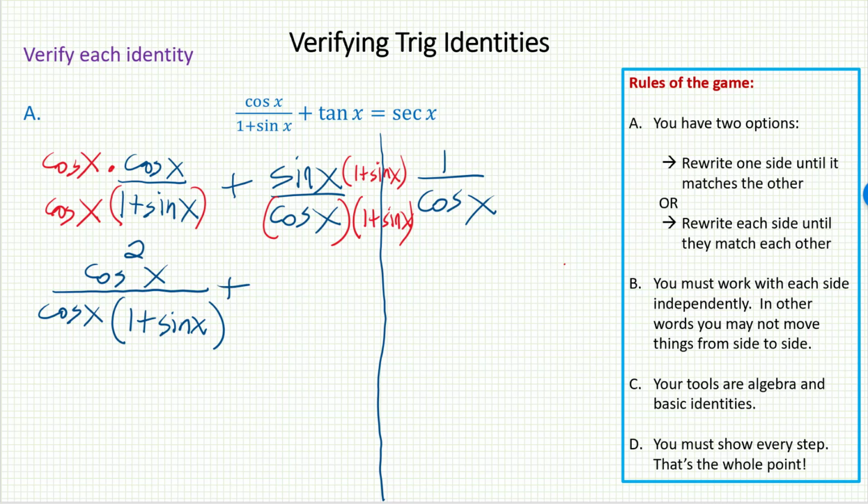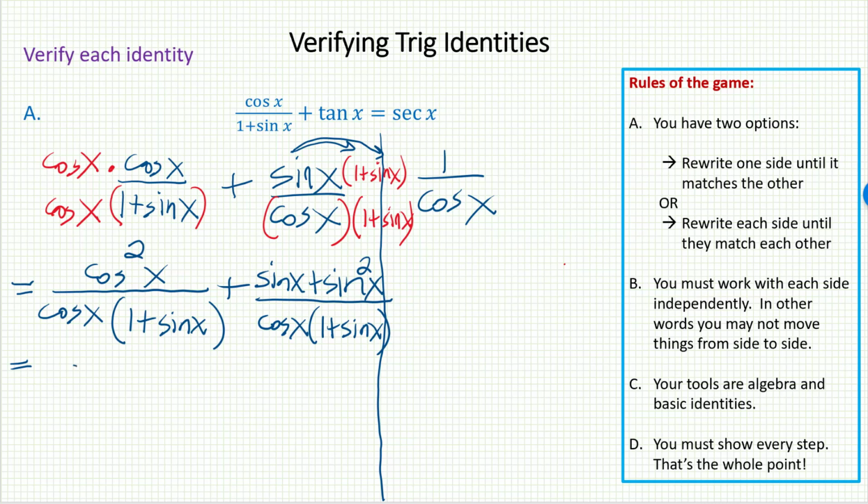The second fraction, I should go ahead and multiply out there on the top. I have a little bit of distributive property to carry out. That's going to give me sine x plus sine squared x, and again then over the LCD. And now I can go ahead and add those fractions. Let's see, my numerator, cosine squared x plus sine squared x, all over that LCD.